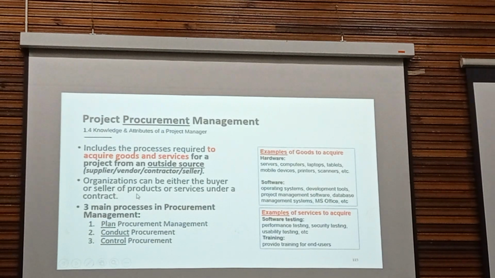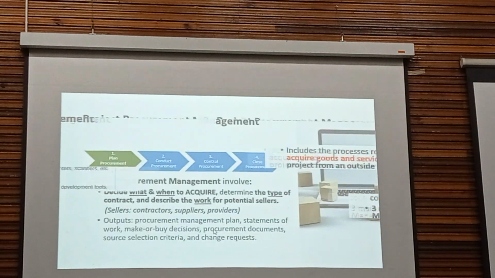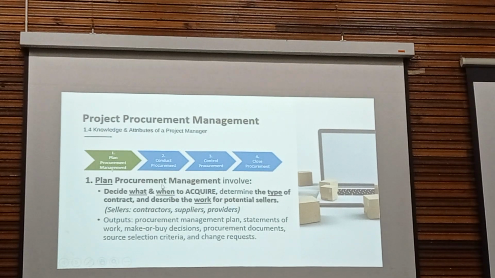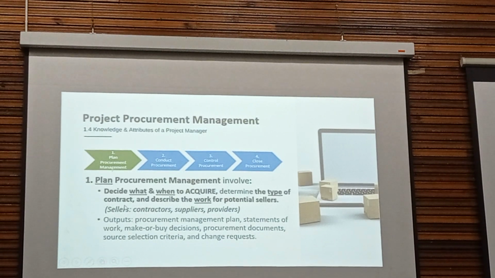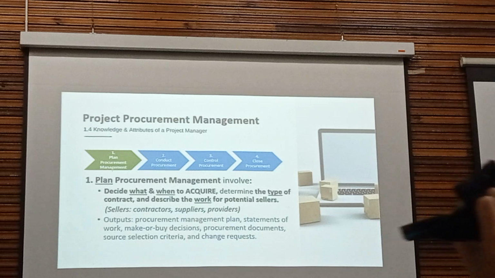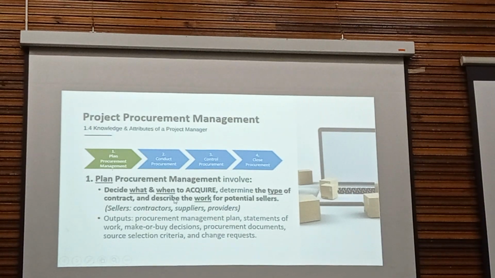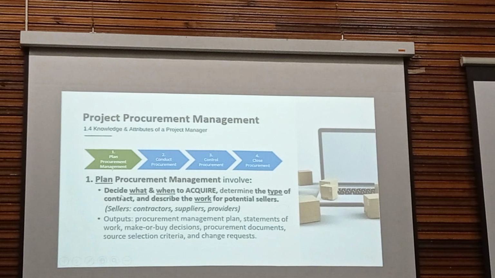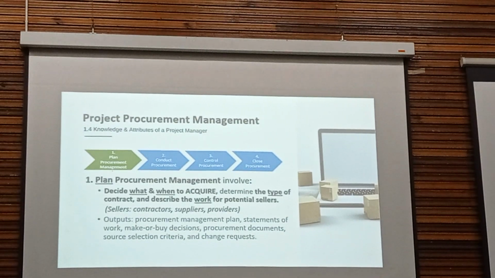Okay, so there are three main processes in procurement: plan procurement, conduct procurement, and control procurement. Plan procurement management is to decide what and when to acquire, the type of contract, and to describe the work for potential sellers. So you have to decide what you want to acquire and when to acquire it.